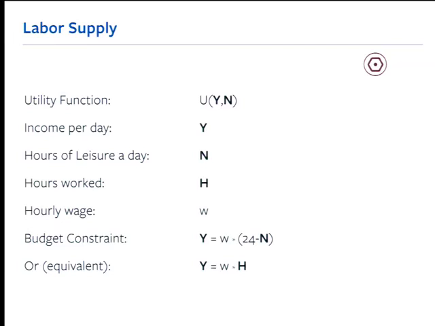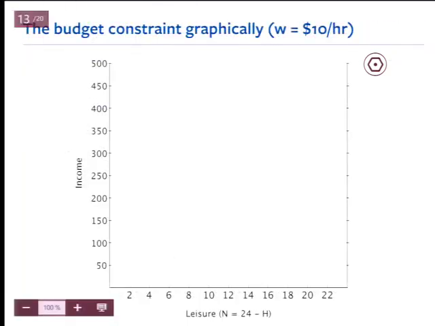For each hour you work, you get W dollars. So your budget constraint here is a really simple one. You have 24 hours in a day minus the number of hours that you leisure, right? So 24 minus N gets you that number of hours worked. So 24 minus N is just H. So income is wage per hour times the number of hours worked. So if you work 10 hours, you get $10 an hour, you make $100, and you consume 14 hours of leisure. So the other way to write this is Y equals W times H. It's the same thing.